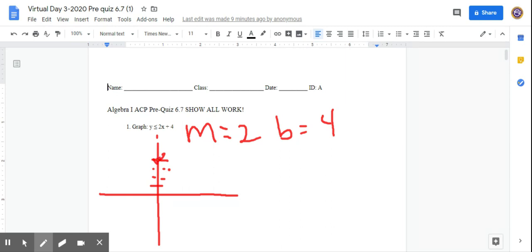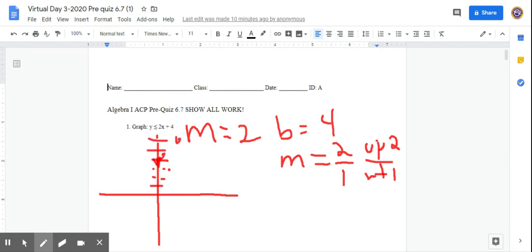Now we have to use our slope. Our slope is 2 over 1. So that means we're going to go up 2, and right 1, or down 2, left 1. Okay, so we have our point here. We're going to go up 2, 1, 2, right 1, and put our point. Or we're going to go down 1, 2, and left 1, and put our point.